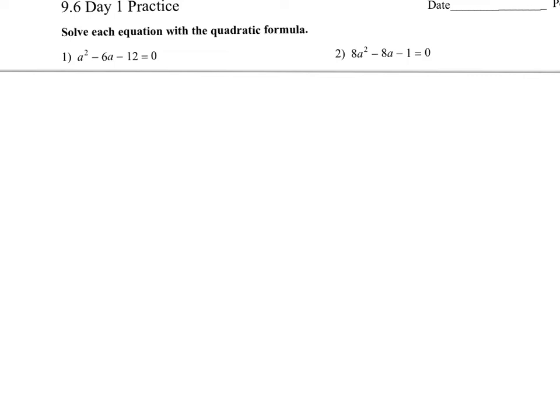All right, let's start off here on number 2. So we're going to solve these with the quadratic formula. So I always think it's nice to write down the quadratic formula so that we can help remember it here. So it's x equals negative b plus or minus the square root of b squared minus 4ac, and then that's all over 2a.